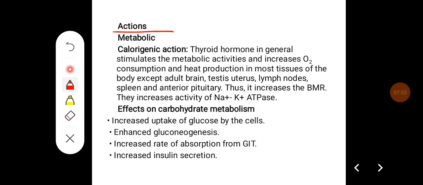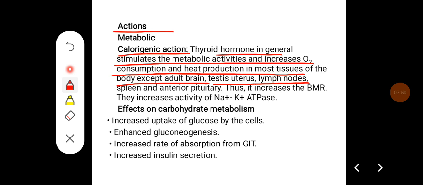Some of the actions of these thyroid hormones: metabolic functions. They have a calorigenic action. The thyroid hormone in general stimulates metabolic activity and increases oxygen consumption and heat production in most tissues of the body except the brain, testis, uterus, lymph nodes, spleen, and anterior pituitary. Thus, it increases the BMR. They increase the activity of sodium potassium ATPase.